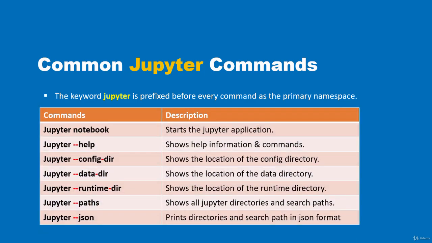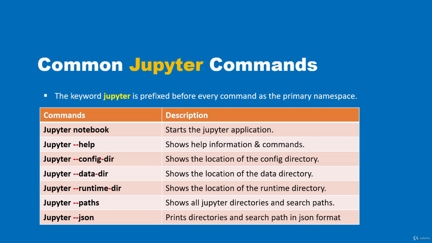So this is a table here, and we have some useful and commonly used Jupyter commands. First one here in the table is the command to start the Jupyter Notebook. You just type in Jupyter space notebook, and that will start the Jupyter Notebook application. If you want to see all the available commands that Jupyter has and you want some information as well, you just type in Jupyter space --help, and that will show you the available commands that Jupyter has.